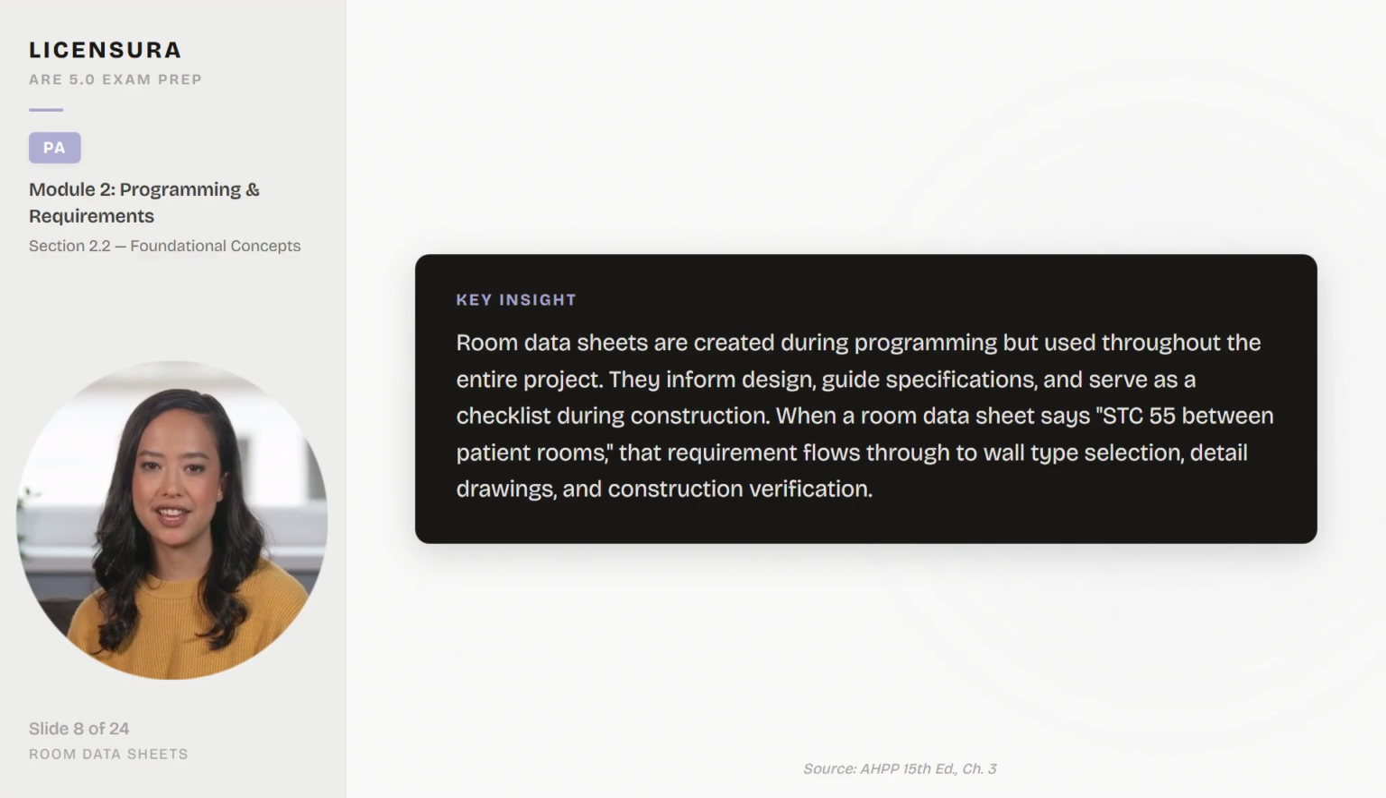Here's the key insight. Room data sheets are created during programming but used throughout the entire project. They inform design, guide specifications, and serve as a checklist during construction. When a room data sheet says STC 55 between patient rooms, that requirement flows through to wall type selection, detail drawings, and construction verification.